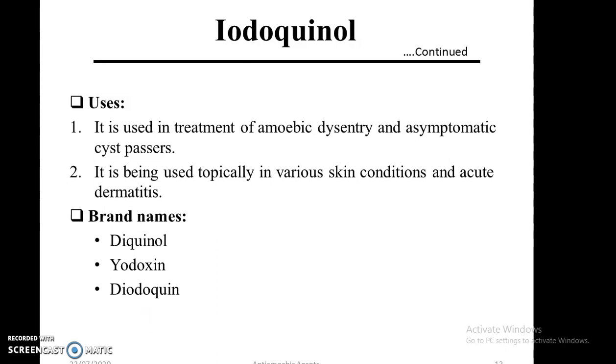Iodoquinol is used to treat amoebic dysentery and asymptomatic cyst passers. Topically, iodoquinol is also used to treat various skin conditions like acute dermatitis. Brand names by which iodoquinol is known in the market are Iquinol, Iodoxine and Diodoquin.